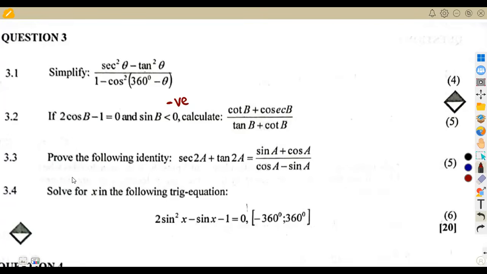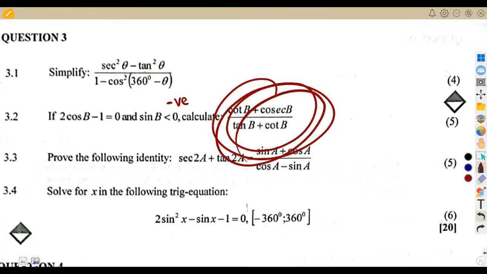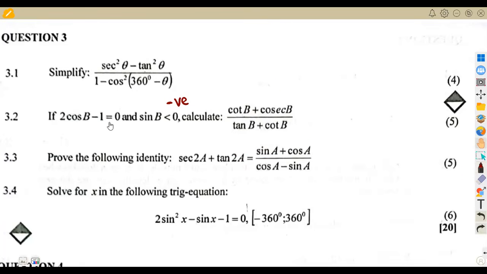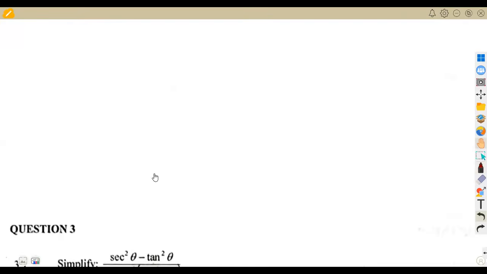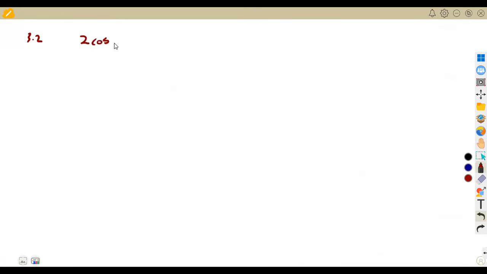That is what they are trying to say. Let's work with these two conditions. Before we talk about this question that we are given, let's just talk about these two conditions. That's 3.2. We are given that 2 cos b minus 1 is equal to 0, and also that the sine of b is less than 0.